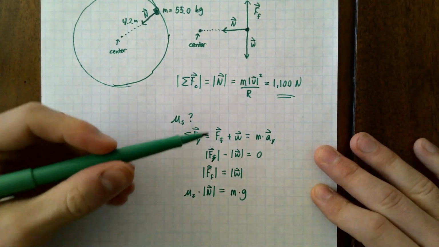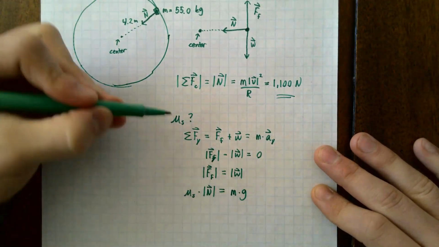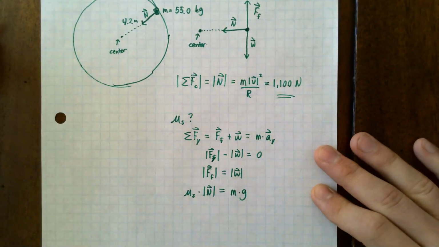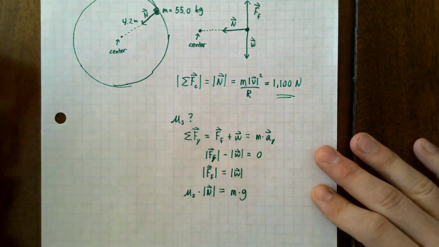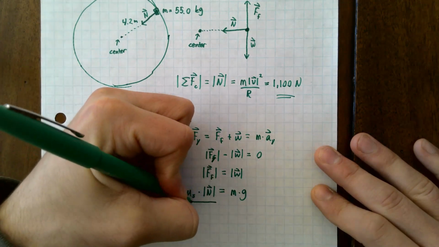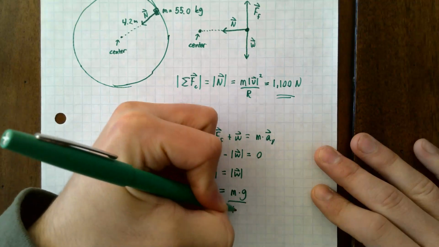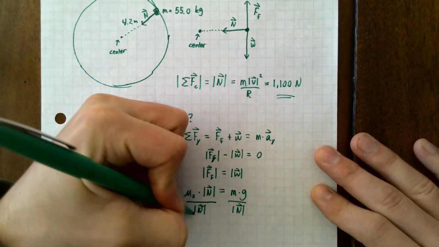The normal force we found just a moment ago to be 1,100 newtons. The static frictional coefficient, that's what we're trying to find. What's the minimum static frictional coefficient? We know the normal force. We know the mass is 55.0 kilograms. We know the gravitational constant is 9.80 newtons per kilogram. So we have all the information we need. We need merely to do a bit of algebra to solve for this static coefficient. Divide both sides by the normal force.